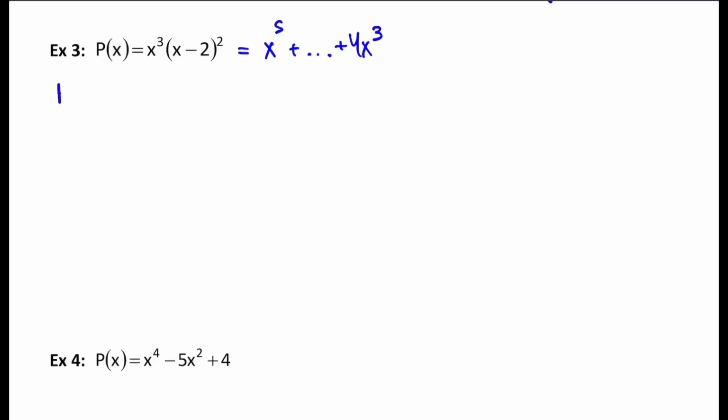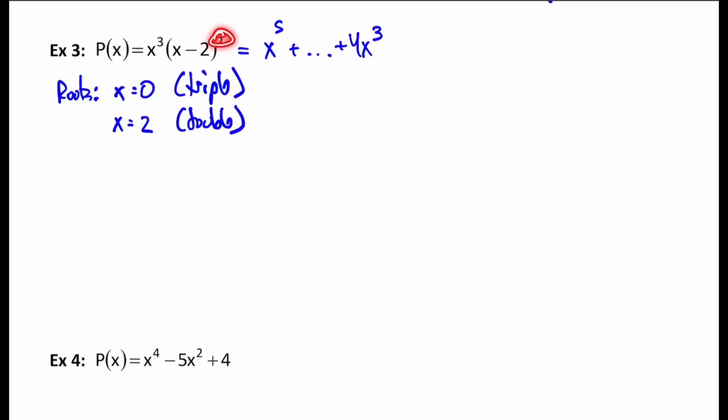So my roots: x equals 0. That's a triple root. Why is it a triple root? Because it comes from an x cubed. I also have a root of x equals 2, and that one is a double. And again, it's a double because notice this says squared. It's the same factor, and that's squared. Now, what's nice about this, since 0 is a root, it's also the y-intercept.